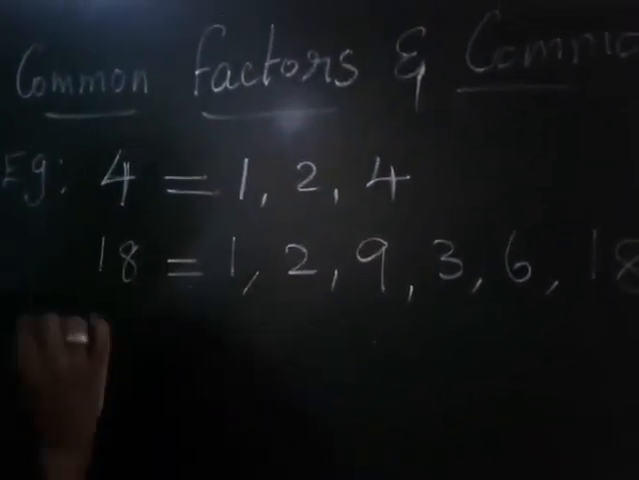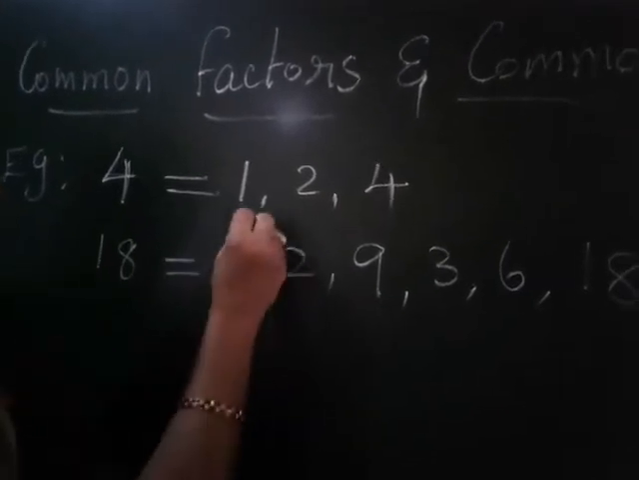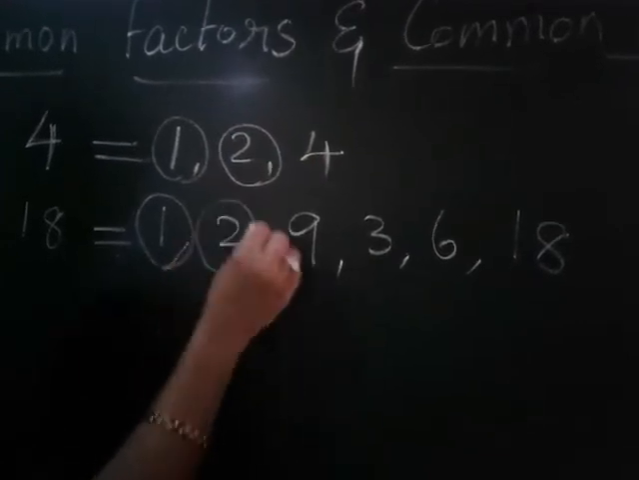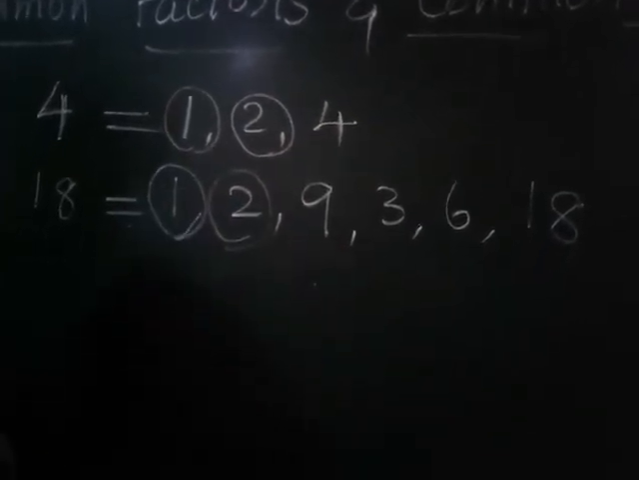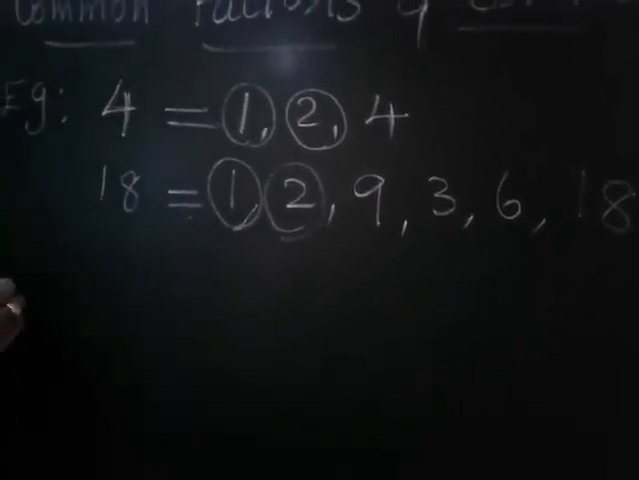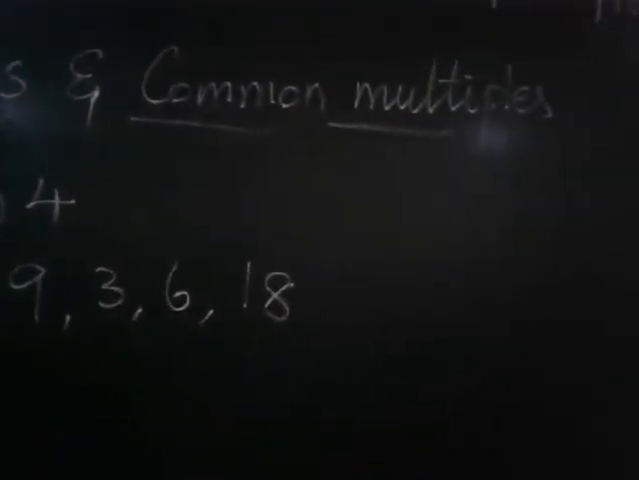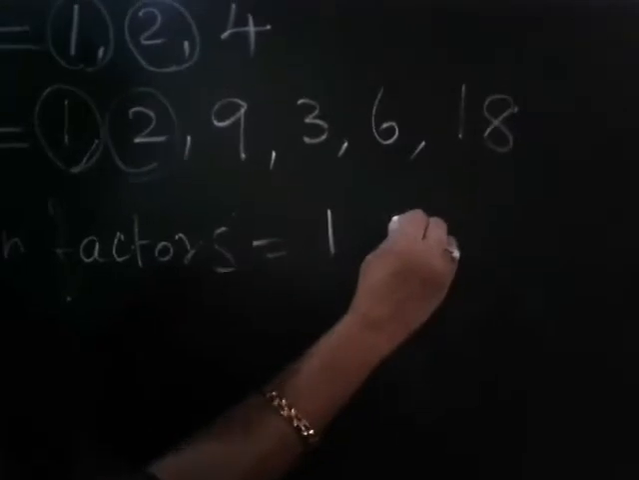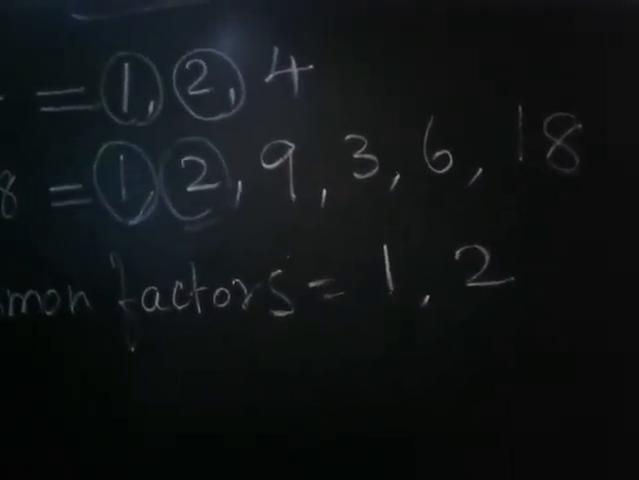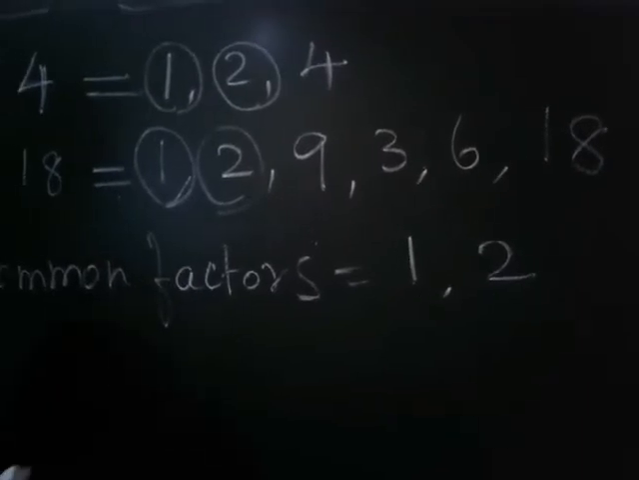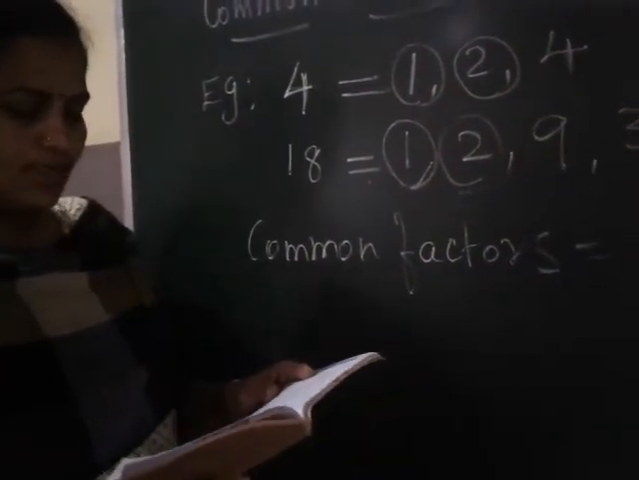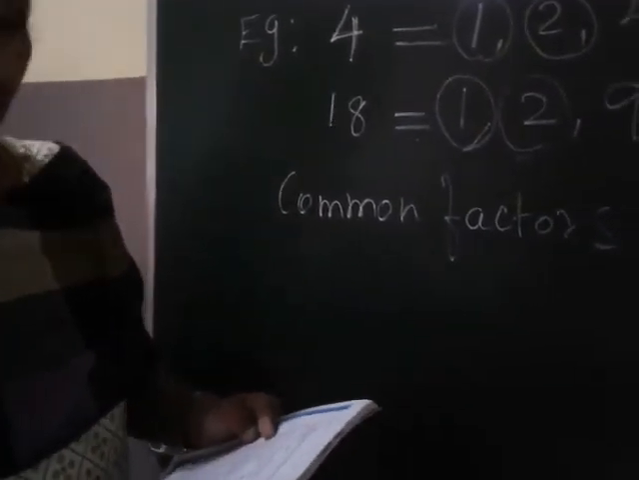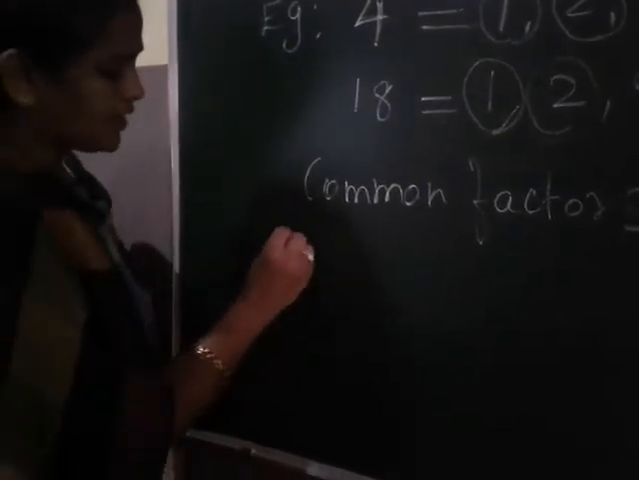You want to find the common factors between these two lists. Here 1 is there, here also 1 is there. Here 2 is there, here also 2 is there. But here 4 is there, and here 4 is not there. So the common factors between 4 and 18 are 1 and 2. Understood children? Okay, so in this way you find the factors. One more example I will do: find the common factors of 9 and 15.